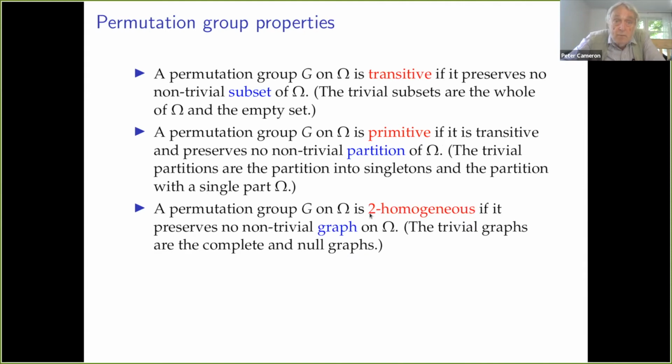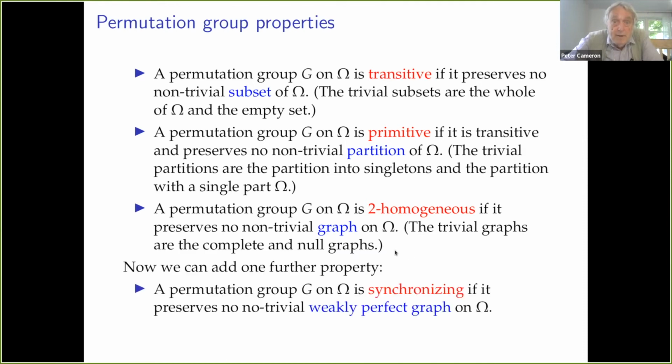And a permutation group is too homogeneous, or some people say too set transitive, if it preserves no non-trivial graph on omega, where the trivial graphs are the complete and null graphs like before. Because too homogeneous means you can carry any set of size 2 to any other. Well, if there was a graph preserved, if one of those sets was an edge, the other would be as well, and you'd have the complete graph. So either you have no edges or you have the complete graph. So that's the condition here.